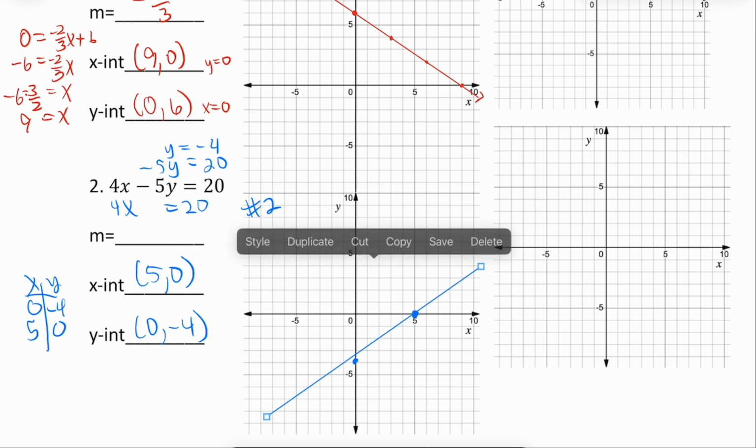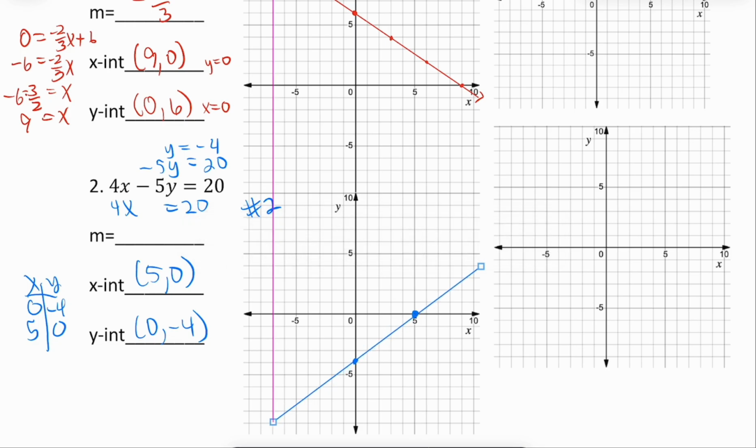What's great about our x and y intercepts is they clearly are going to show us our slope. We have gone up 4 and over 5 for a +4/5 slope. Now you can also get that equation into slope-intercept form. It will also get you the same slope of 4/5. There are many ways to do the problem, so you do it whatever method you feel most comfortable. So there is number 2.